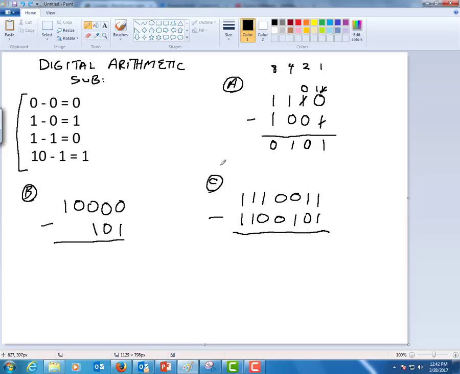Now, let's do problem B. I'm not going to pause this yet because this could be a little bit confusing. In this case, we're starting out the same. We're subtracting 1 from 0. Can you do that? No, you can't. You have to borrow. Well, guess what? You can't borrow here, you can't borrow here, you can't borrow here. Hey, we can borrow from here. So let's do it. This 1 is going to become a 0. We're going to have 2 1s right here.